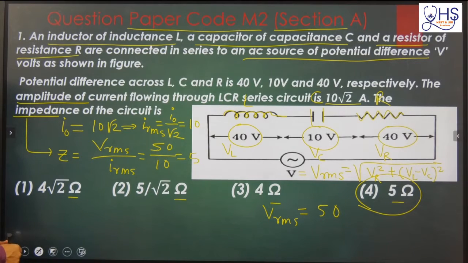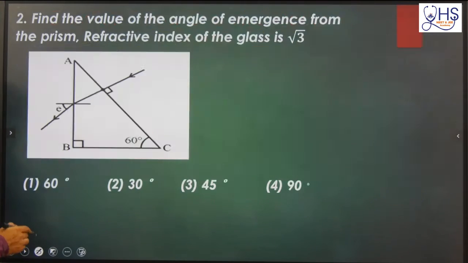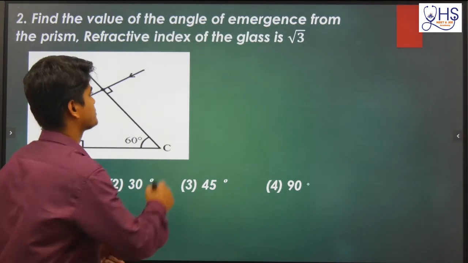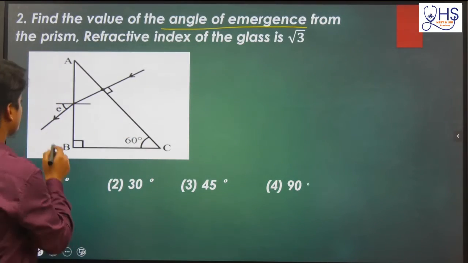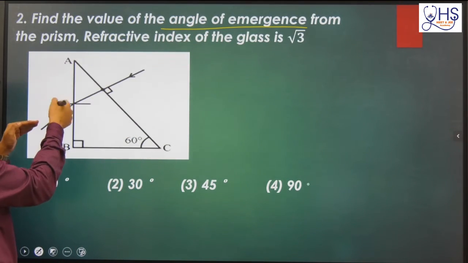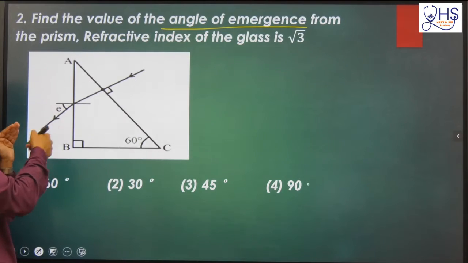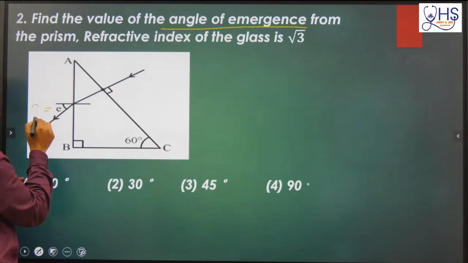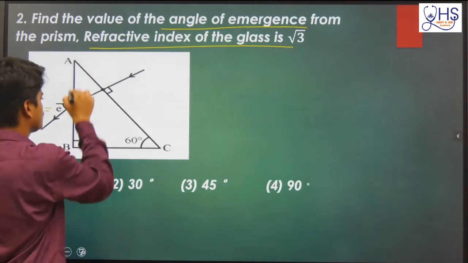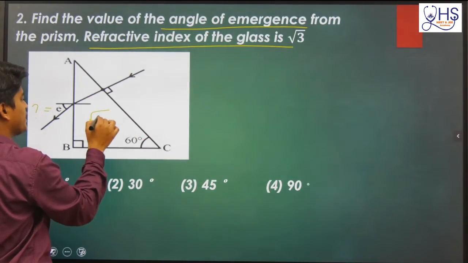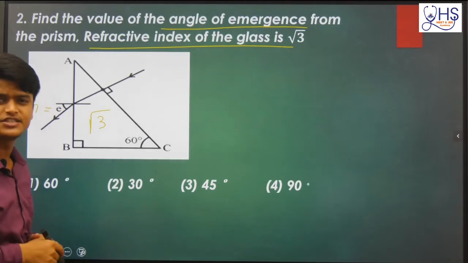Now we will go to the next question, question number 2. Find the value of the angle of emergence. Here they are asking the angle of emergence. One figure is given, and some ray is emerging out. This angle of emergence you need to find, and the refractive index of the glass is root 3. This triangular shape is a glass, so its refractive index is root 3.